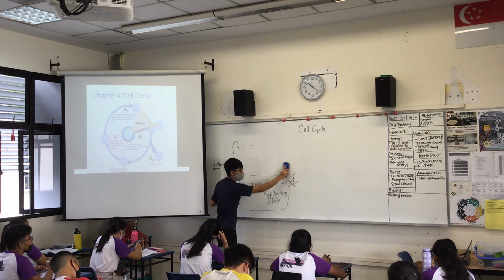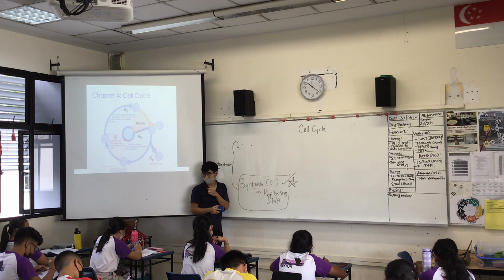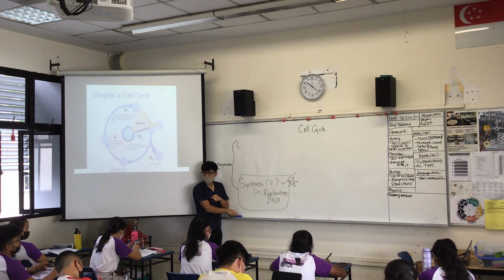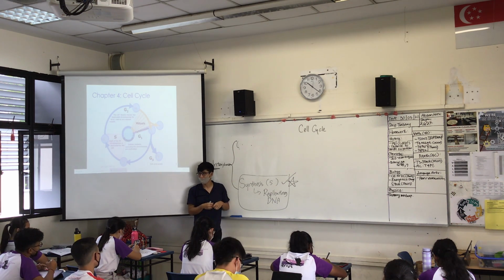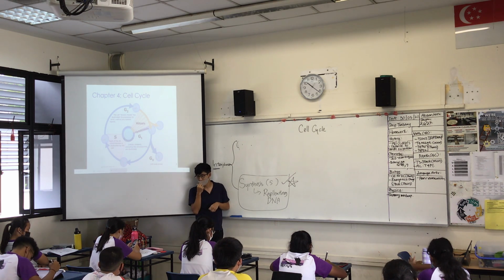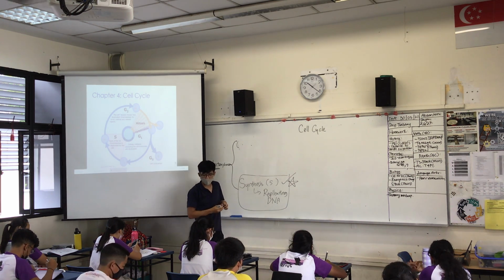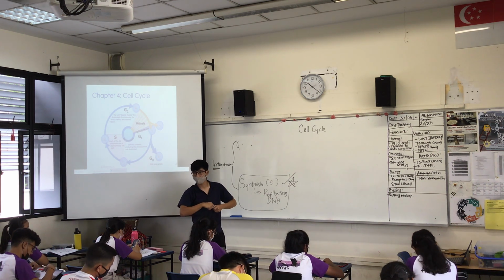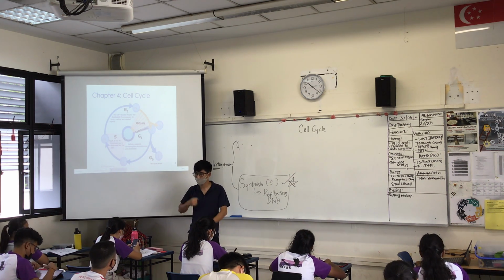In the S phase, we are dividing DNA. Sorry, not dividing, we are replicating DNA, meaning to say we are making more DNA. Today, we're just going to focus on how the cell is able to make more DNA. The pages you would like to focus on are page 85 to 86.